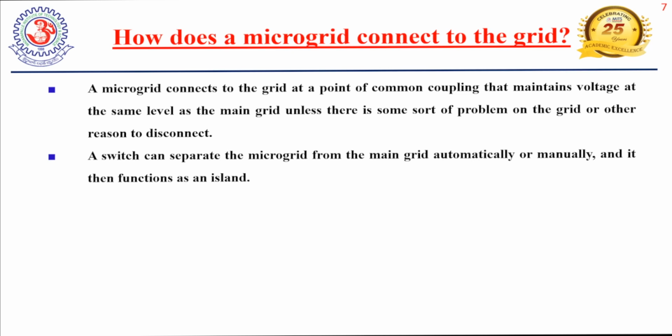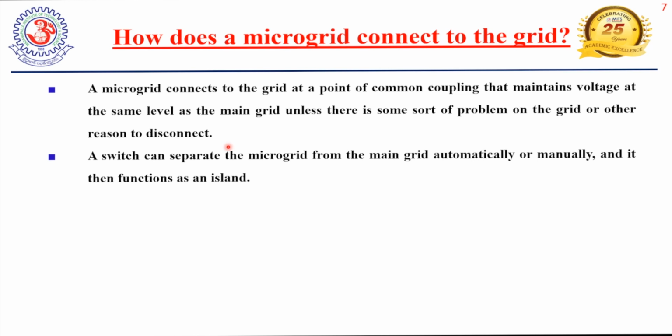Which grid is mostly used nowadays? The conventional grid. Now, how can we connect the microgrid to the main or conventional grid? For that purpose we have to focus on a few things. When we connect the microgrid to the main grid at the point of common coupling, we must maintain the voltage at the same level. That means, as you already know, synchronization. Here also we require synchronization when connecting the microgrid to the main grid.